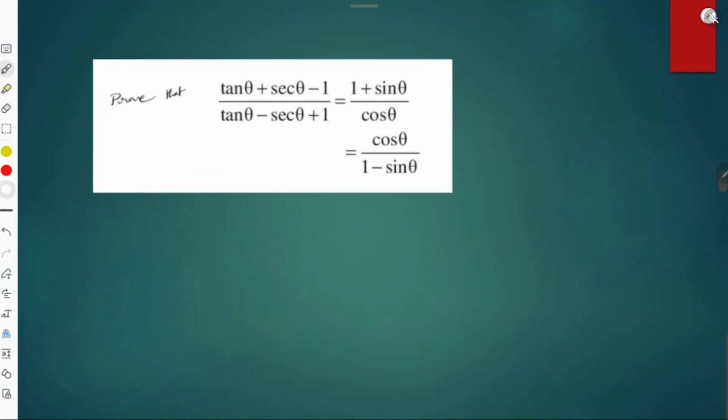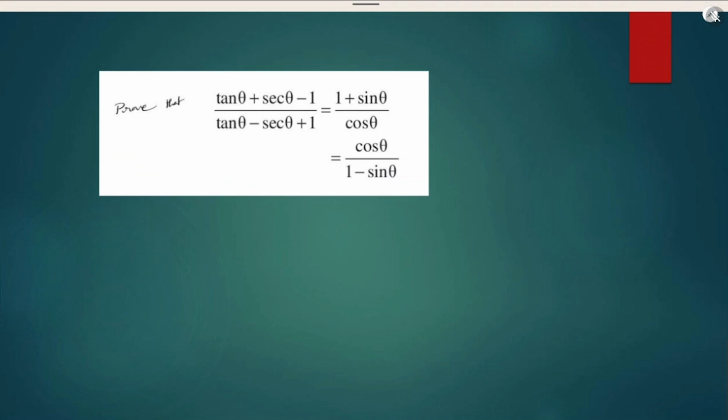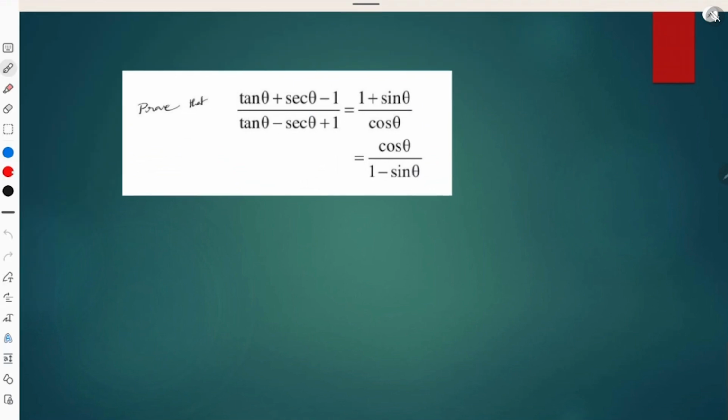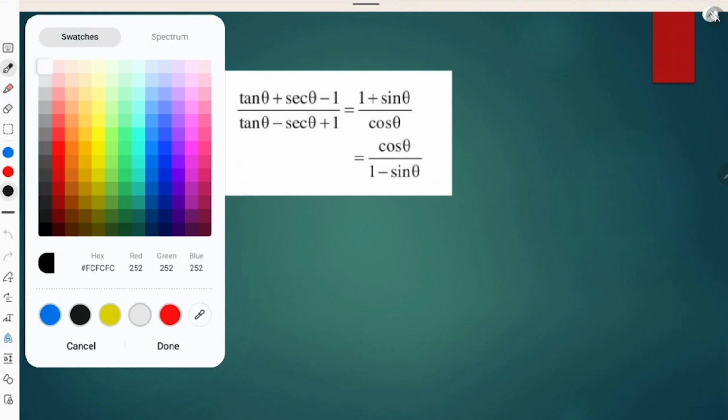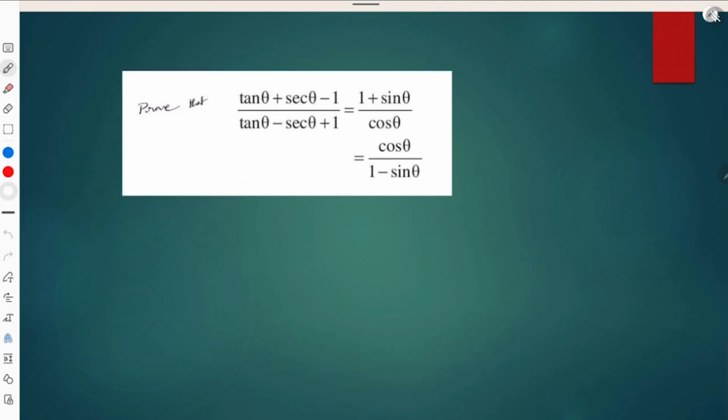One more problem. So let's look into another problem. Tan theta plus secant theta minus 1 by tan theta minus secant theta plus 1 equal to... we have to prove this one first and then this one.